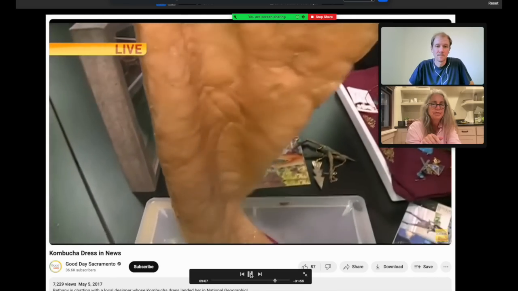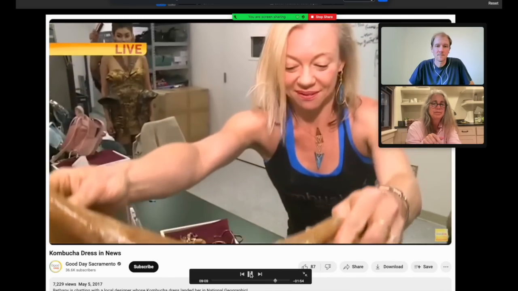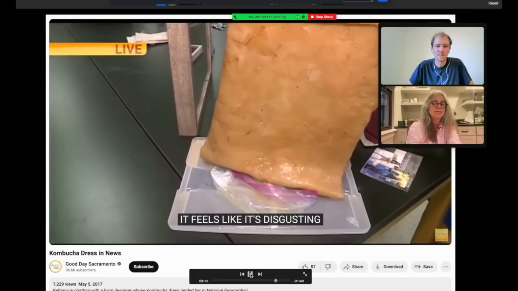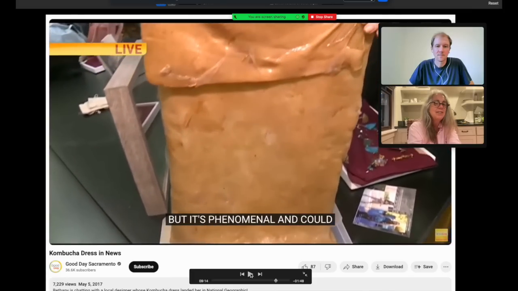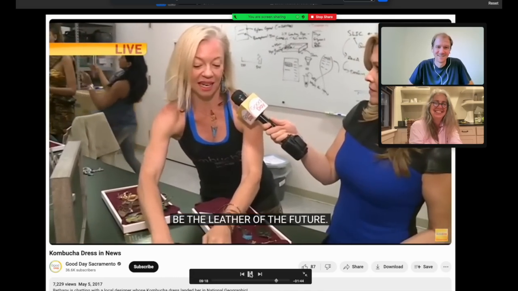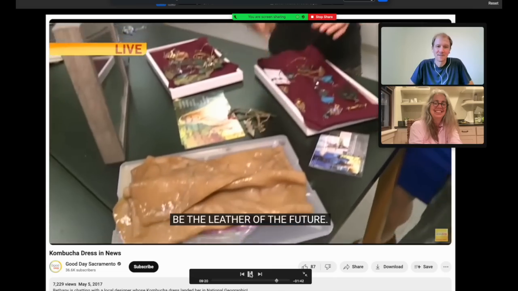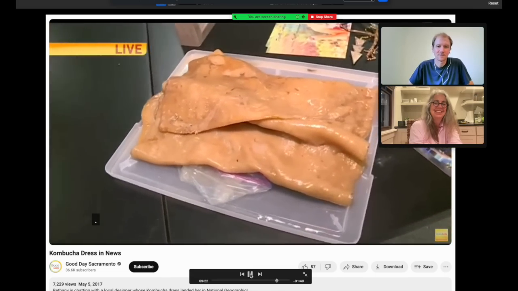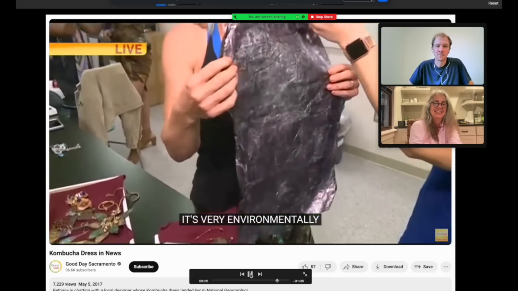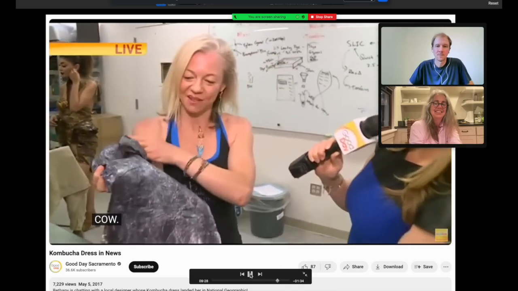It could be the leather of the future. Exactly. It's a new sustainable, non-violently produced leather. Non-violent leather. I don't know how the kombucha feels about that. That is very environmentally friendly. It doesn't take as many resources as growing a cow. A lot of much different resources and much fewer resources. A lot less water.